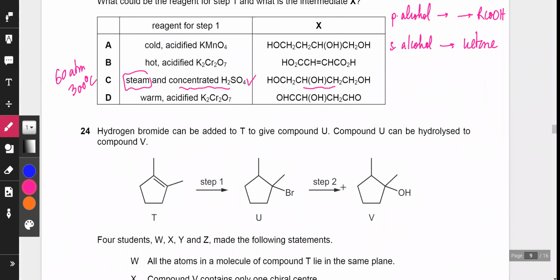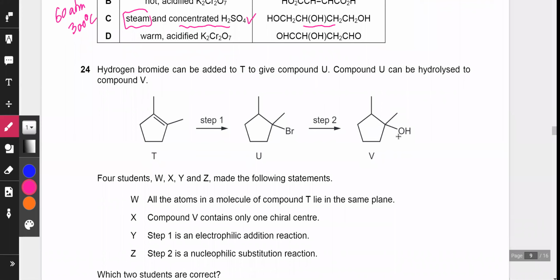So next is 24, which is hydrogen bromide can be added to T to give compound U. Compound U can be hydrolyzed to compound V. So T, and he's saying HBr is getting added. So now on one carbon atom, Br gets added, on the other one, H gets added. So that's an addition reaction. And then he's saying compound U can be hydrolyzed to compound V.